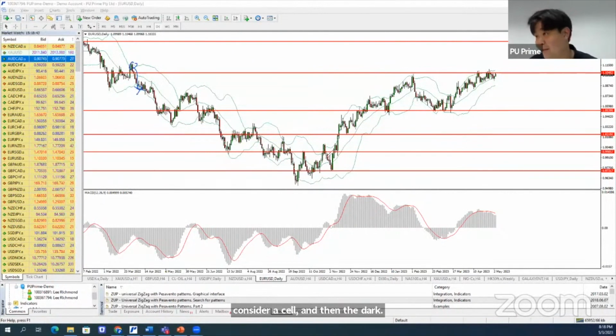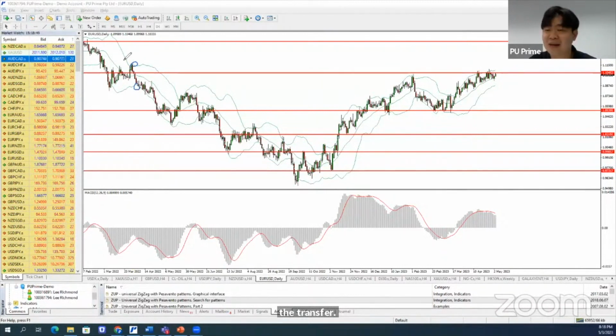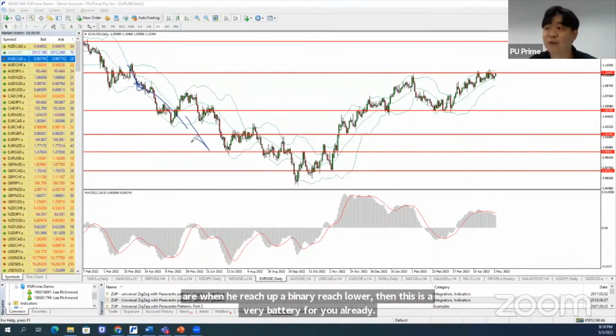So better if you identify the trend first. If not, if you are just selling when it reaches upper, buying when it reaches lower, then this is a very, very bad trade for you already. So imagine once it reaches lower, you buy around here, then it keeps going down. So you lose a lot.